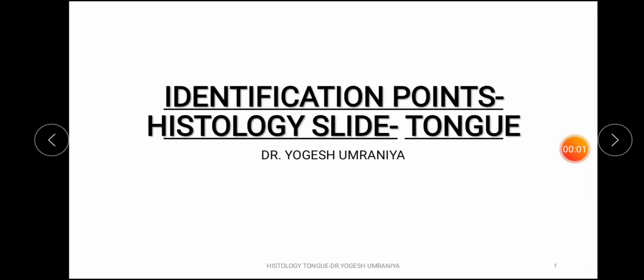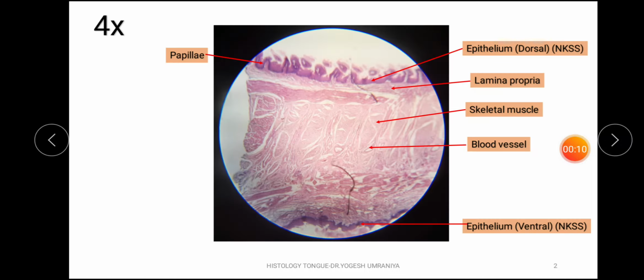So today we are going to discuss the various identification points regarding the histology slide of the tongue. So this is the photomicrograph of the tongue taken under the 4x lens. On the top aspect you can see this type of structure, that is the epithelium that is situated on the dorsal aspect of the tongue.